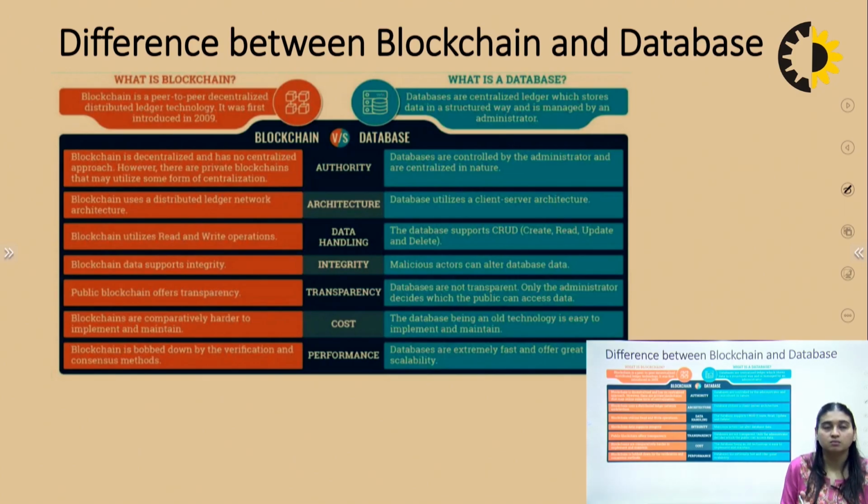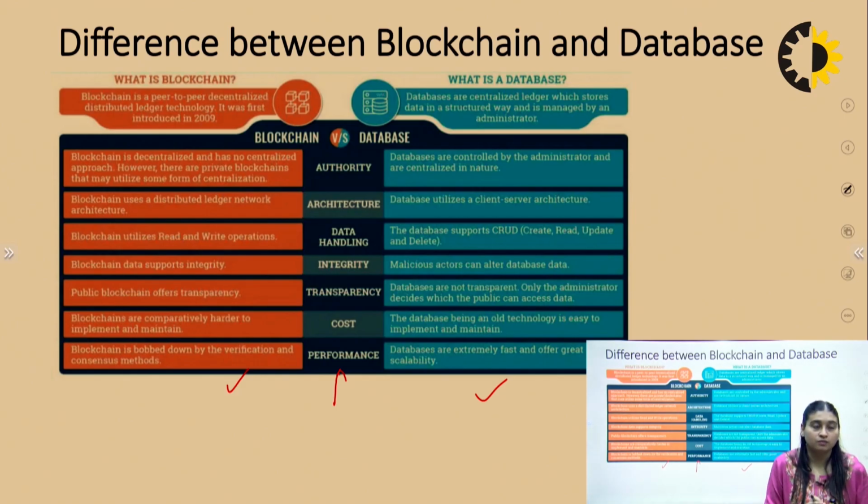We have been discussing databases. We studied databases in the second year, and we are all aware of traditional databases. Now we need to distinguish how blockchain is different from databases, and there are certain criteria for that. On the left hand side, this column is for blockchain and this column is for the database, and in between we have certain parameters or factors on the basis of which you can distinguish the two things.